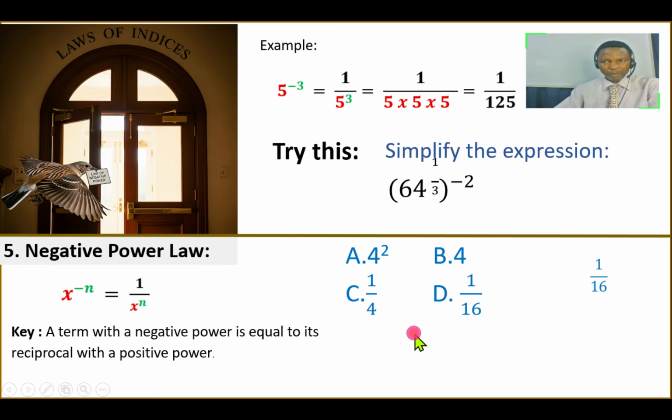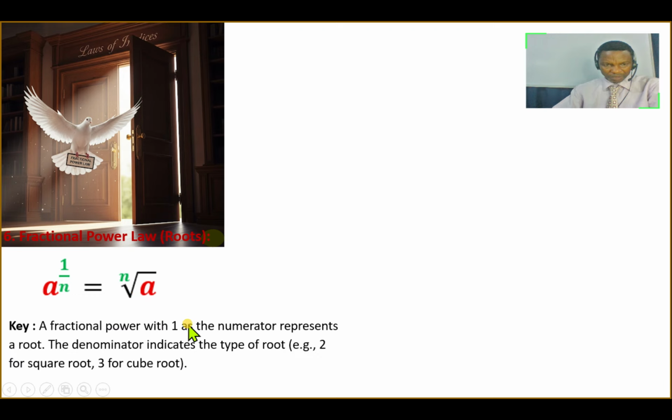So it's 1 over 16. That is D. So the sixth law is the law of fractional power. So a raised to the power 1 over n is the nth root of a.